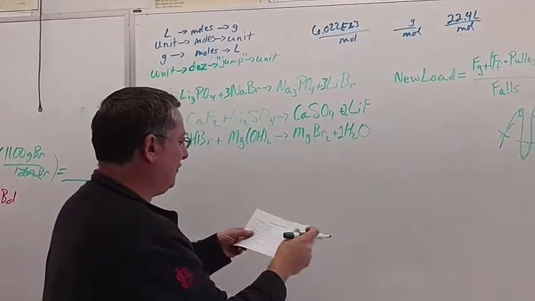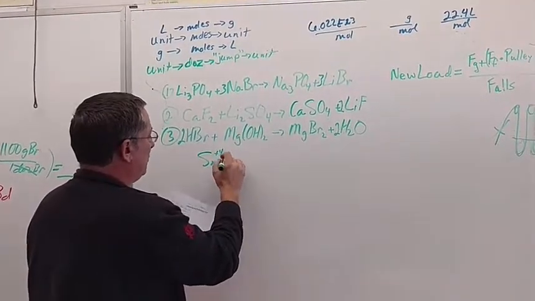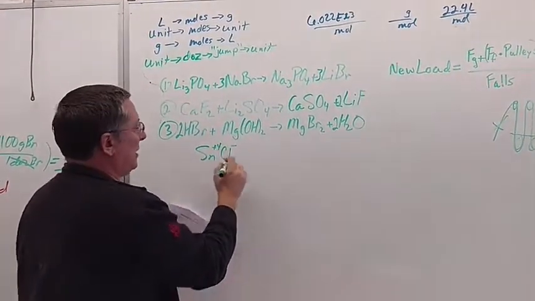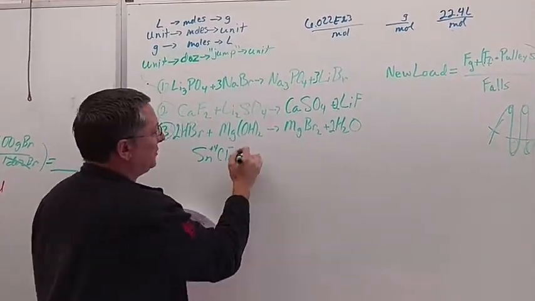On number 4, it says tin 4 chloride. Tin is Sn. It's plus 4. That's what the Roman numeral means. Chloride is -1. Look at your periodic table, so we'll need 4 of those. If you have a chemical that's together, all you can do is rip it apart. So let's rip it apart.